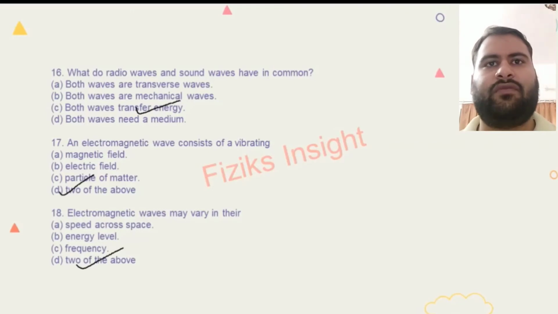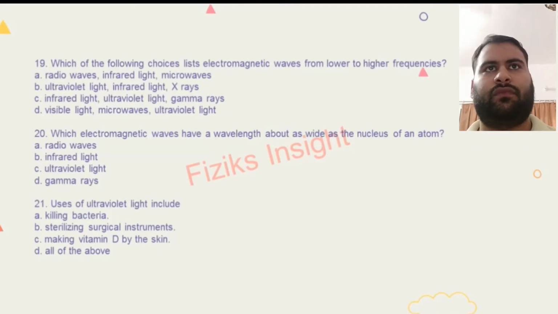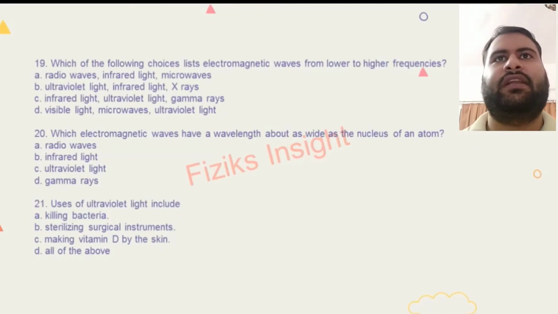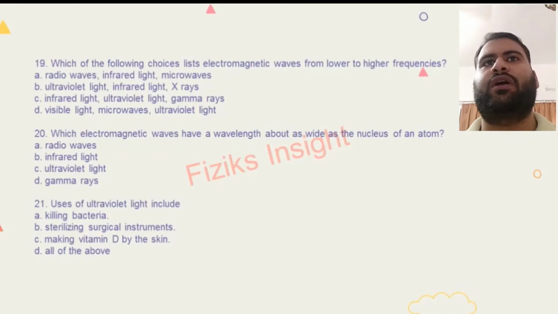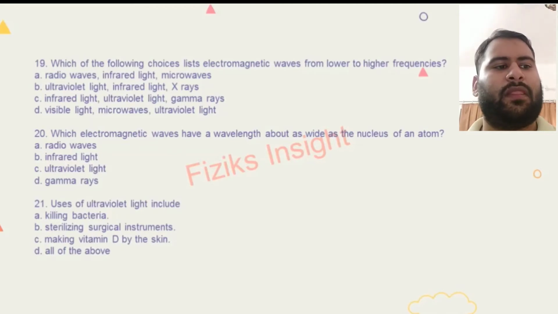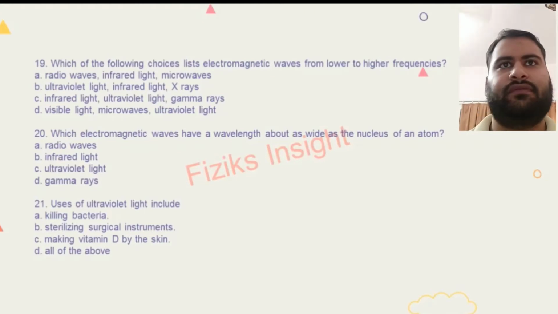Now let's proceed for the 19th question. Which of the following choices lists the electromagnetic wave from lower to higher frequencies? Option A, radio waves, infrared waves, microwaves, ultraviolet light, infrared light, X-rays, infrared light, ultraviolet light, gamma rays, visible light, microwaves, UV light. So which of these four options is correct? So the C option is correct, infrared light, UV light, and gamma rays. So C option is correct.